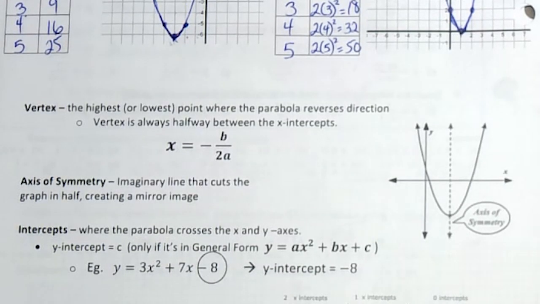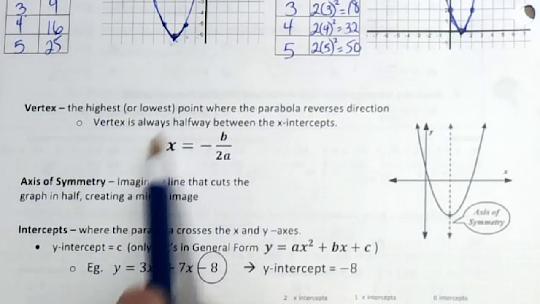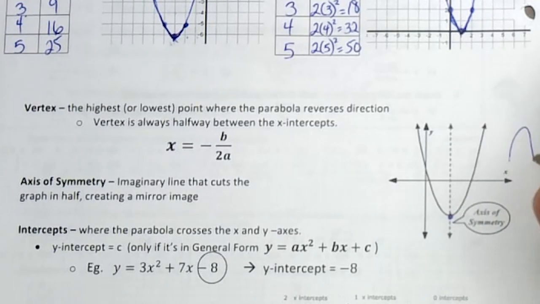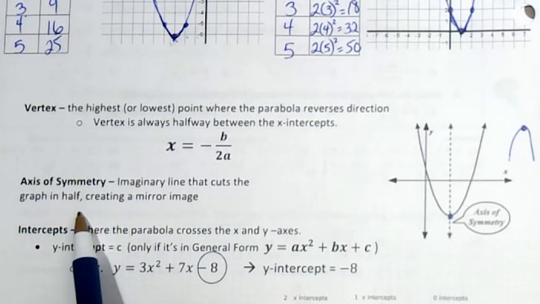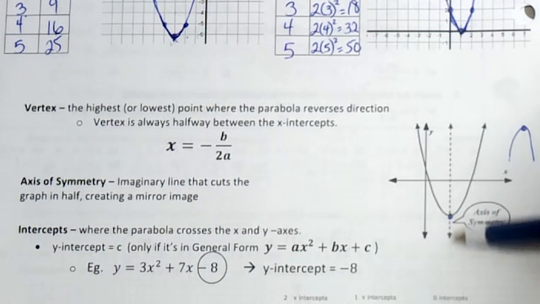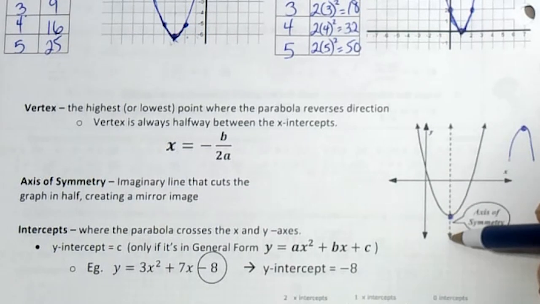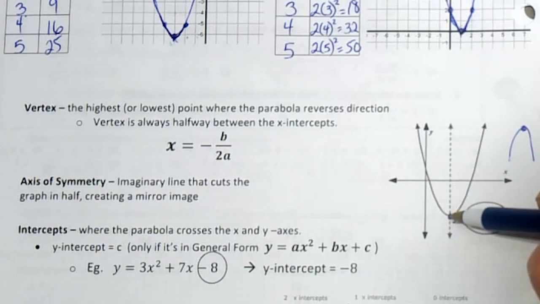Okay, so let's go over some of the vocabulary. Some we've already covered. The vertex, using this formula, is always the lowest or the highest point on the parabola. The axis of symmetry is an invisible mirror that goes right through the middle. It always goes through the vertex, and it's represented by the x coordinate of the vertex.